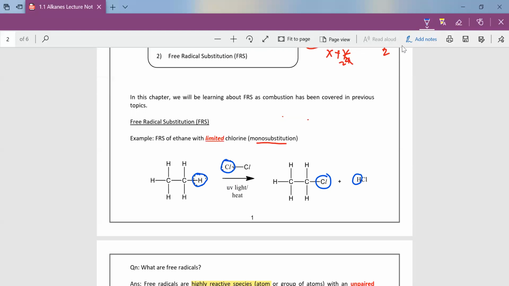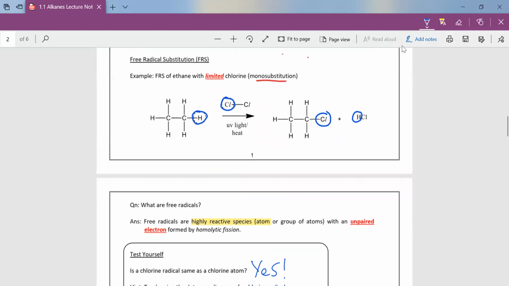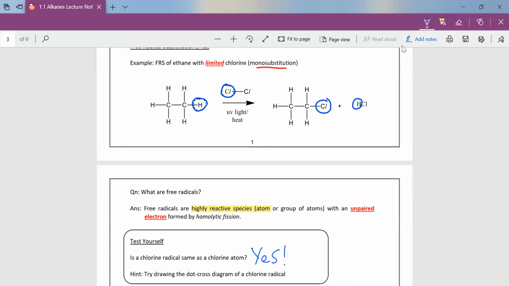So what are free radicals? They are highly reactive species with an unpaired electron, formed by homolytic fission. Again, what is homolytic fission?